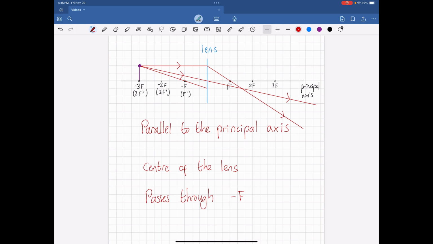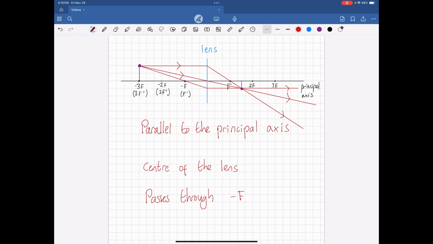Now, you only actually really need these two rules, but we usually check that we've done everything correct by applying a third rule. And the third rule is the one that passes through negative F or F dash. That one always emerges parallel to the principal axis and comes out like so. And if we've done our diagram correctly, we should find that they all meet at the same place. This place gives us the size, the orientation, and the type of image that has been produced.